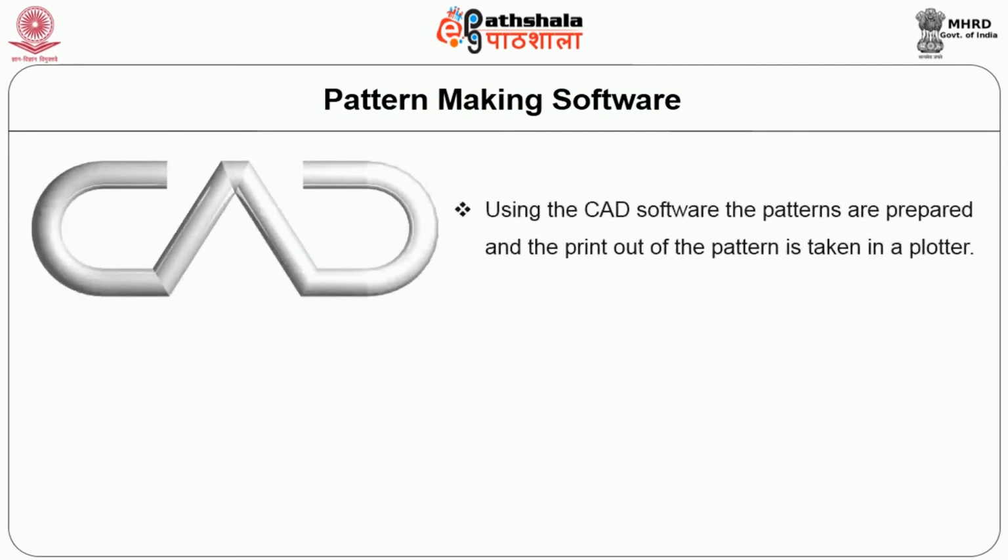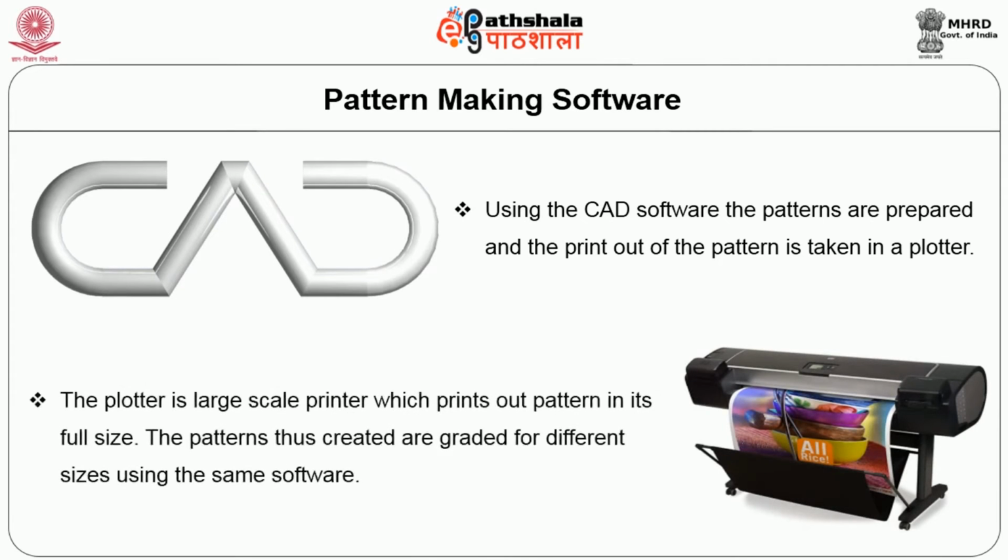In the sampling section, pattern making, grading and marker planning are done using pattern making software. Using the CAD software, the patterns are prepared and a printout of the pattern in its full size is taken on a plotter. The plotter is nothing but a large scale printer which prints out the pattern in its full size. The patterns thus created are graded for different sizes using the same software.